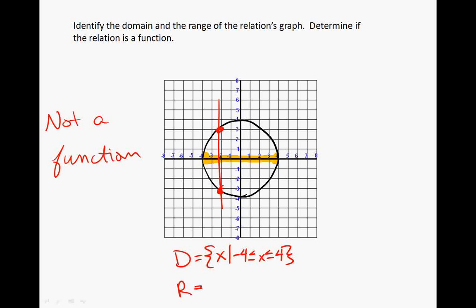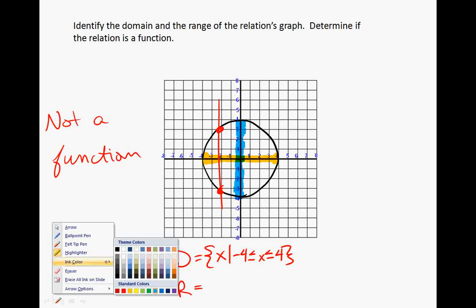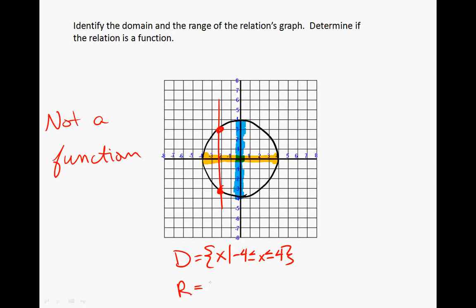Okay, for the range, remember, compare to the y-axis. So if I were to compress this graph on the y-axis mentally, it would touch all of these y values from -4 to +4. So my range is very similar. But remember, we're not talking about x values anymore. We're talking about y values. So we'll say that y can be any real number from -4 to +4.